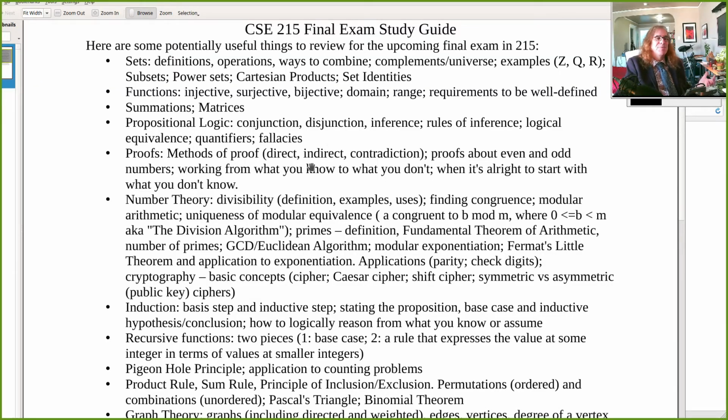All right, so proofs. You'll definitely be doing a couple of proofs. There'll be a general logic proof. There'll be a mathematical induction proof. So the general logic proof is like those homework questions that we've done.